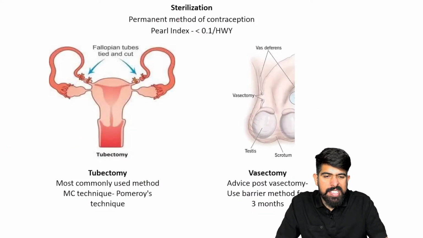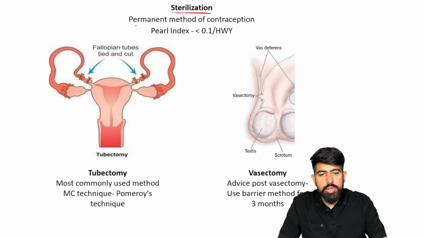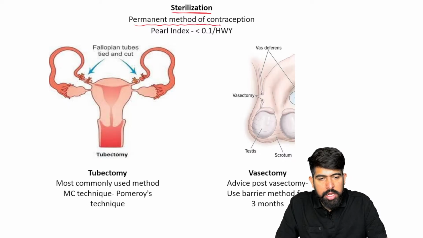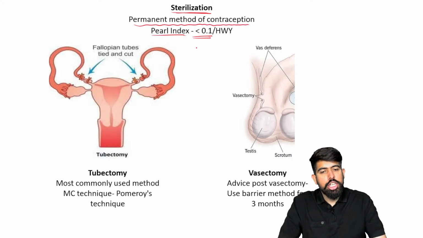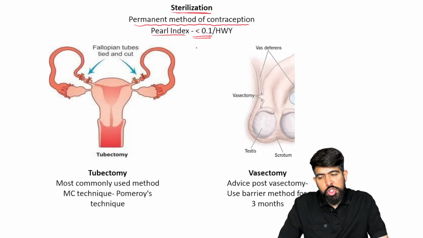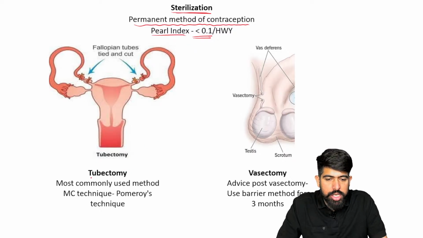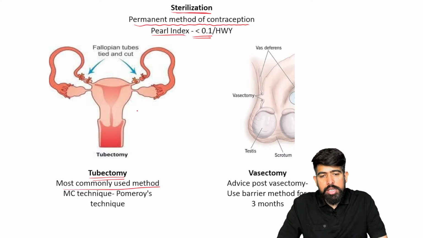The next topic is sterilization. There are two permanent methods of contraception, which have a Pearl index of less than 0.1. What are these two important sterilization methods? The first is tubectomy. This is the most commonly used method. What is tubectomy?